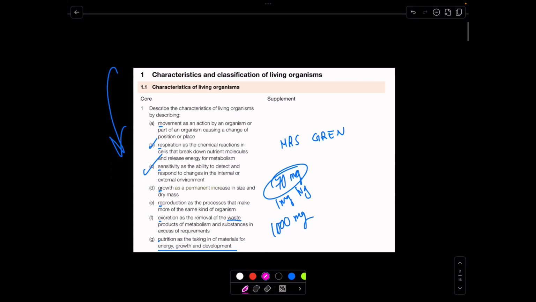If you guys remember, there are 7 features that we talked about, the characteristics of living organisms. Viruses are not living organisms, so they do not have these features. Okay, instead they go and attack the host. They go and use your cells.